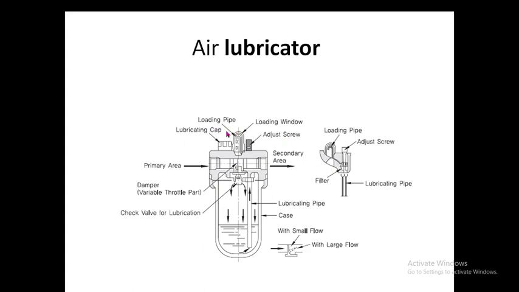Here you can see this is the complete construction or assembly of this air lubricator. You can see this is the outer transparent case of the air lubricator, where a straw or a pipeline is dipped inside the oil. This is the primary area, so air is coming through this way and moving out from this secondary area here.